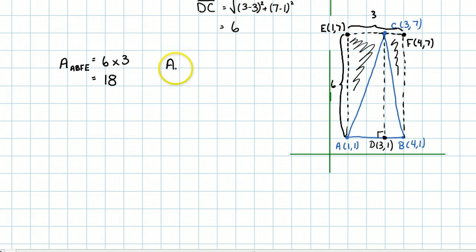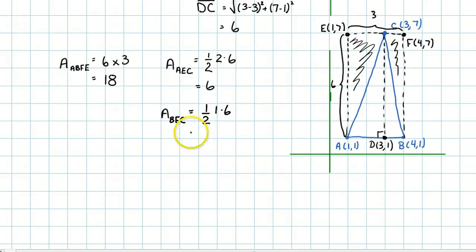So let's do the area of AE, and let's call this point here G, shall we? Oh, sorry, that's point C. What am I doing? So let's do the area of triangle AEC, and that's going to be 1/2. The base is going to be 1, 2, 2 times 6, which is going to be 6. And now let's find the area of BFC. And so that's going to be 1/2 times 1 times 6. So then we're going to get 3 here.